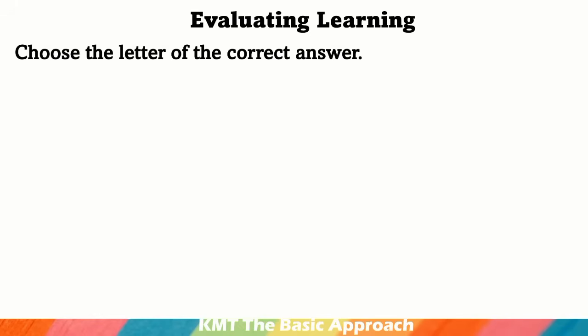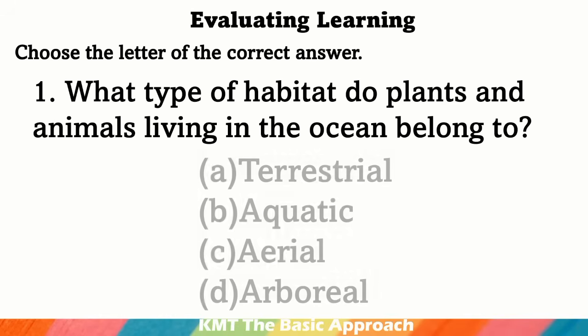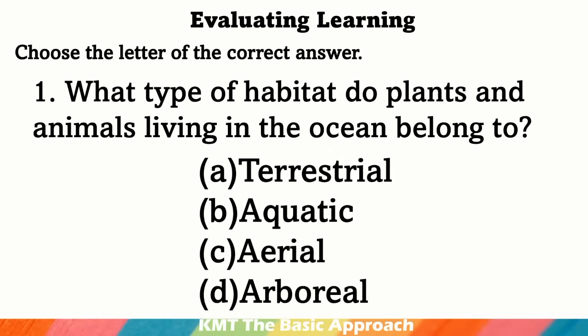Evaluating learning. Choose the letter of the correct answer. Number 1. What type of habitat do plants and animals living in the ocean belong to? Letter A. Terrestrial. Letter B. Aquatic. Letter C. Aerial. Or letter D. Arboreal. What is the correct answer? Very good. The correct answer is letter B. Aquatic.